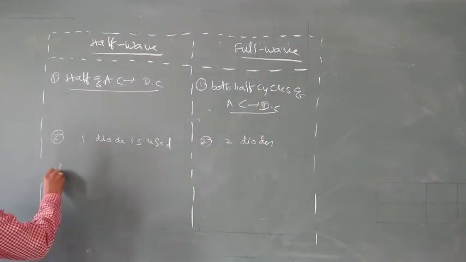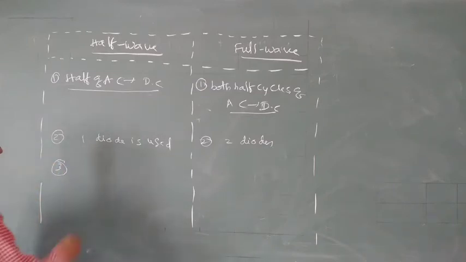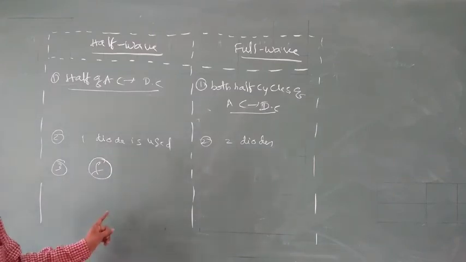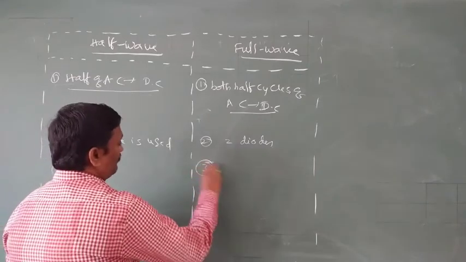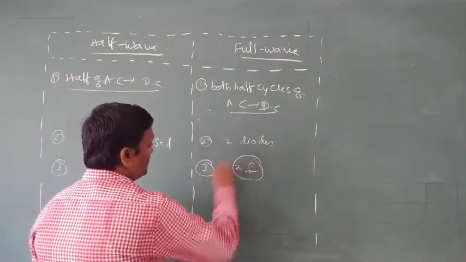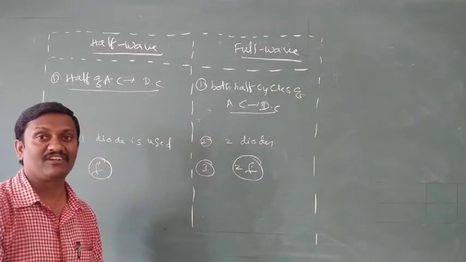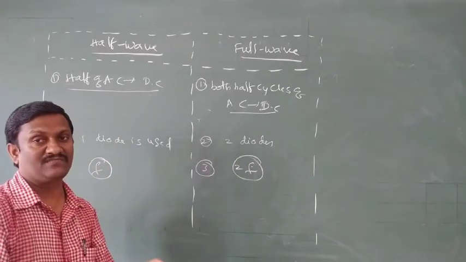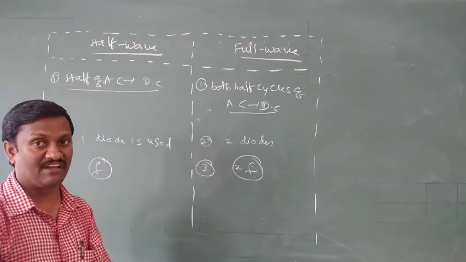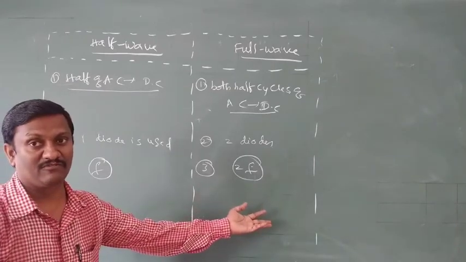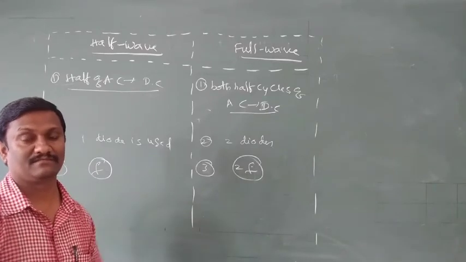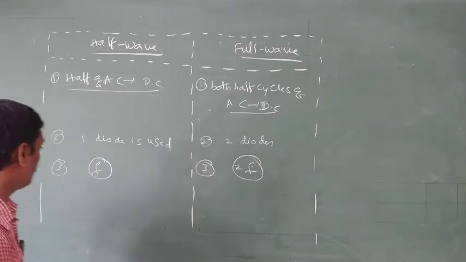Here the frequency of the input signal is F. In the case of a half wave rectifier, the frequency of the output signal is F. In the case of a full wave rectifier, the frequency of the output signal is 2F, because two half cycles are rectified separately. The negative half cycle has frequency F and the positive half cycle has frequency F, so the total frequency of the output signal in a full wave rectifier is 2F. Here it is F.